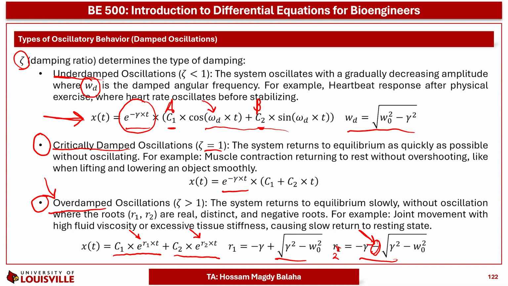There are many applications for each of them. For example, the undamped oscillations are like the heartbeat response after physical exercise, where the heart rate oscillates before stabilizing. The critically damped oscillations are like muscle contraction returning to rest without overshooting, like when you are lifting or lowering an object smoothly. And the overdamped oscillations are like joint movement with high fluid viscosity or excessive tissue stiffness, causing a slow return to the resting state. So let's start one by one and describe the corresponding code for each of them.